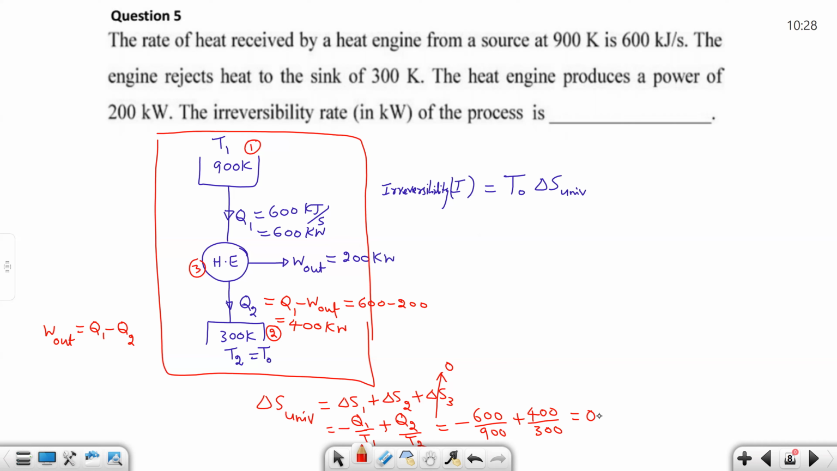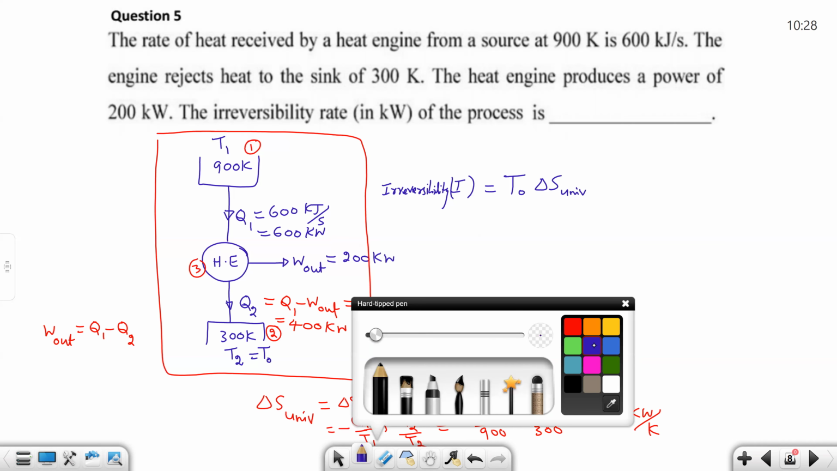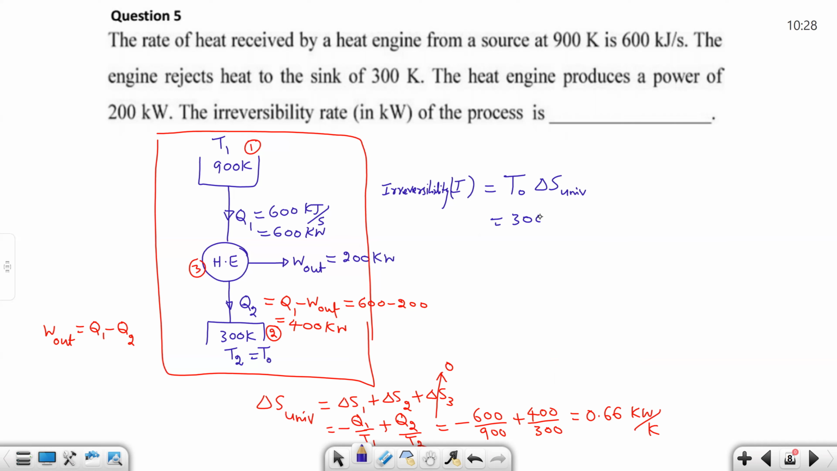It comes to 0.66 kilowatt per Kelvin. So now the irreversibility: T0 is 300, entropy change is 0.66 kilowatt per Kelvin. So irreversibility you will get 198. So this will be the answer, the irreversibility in kilowatt.